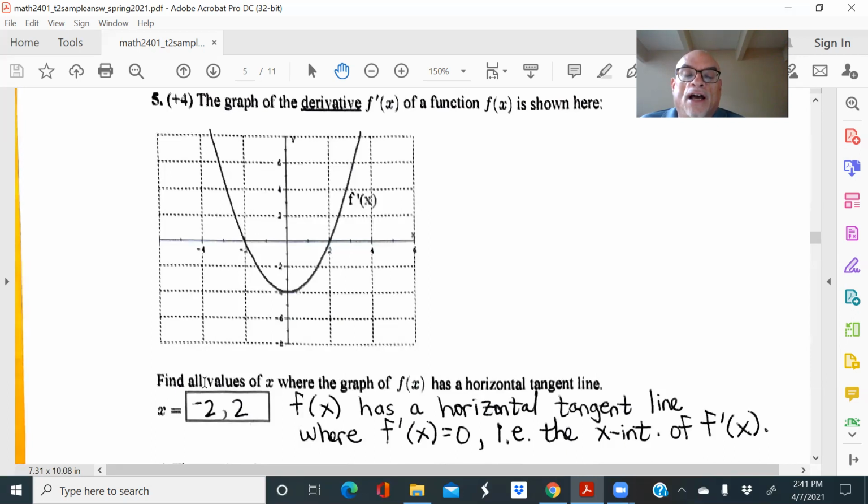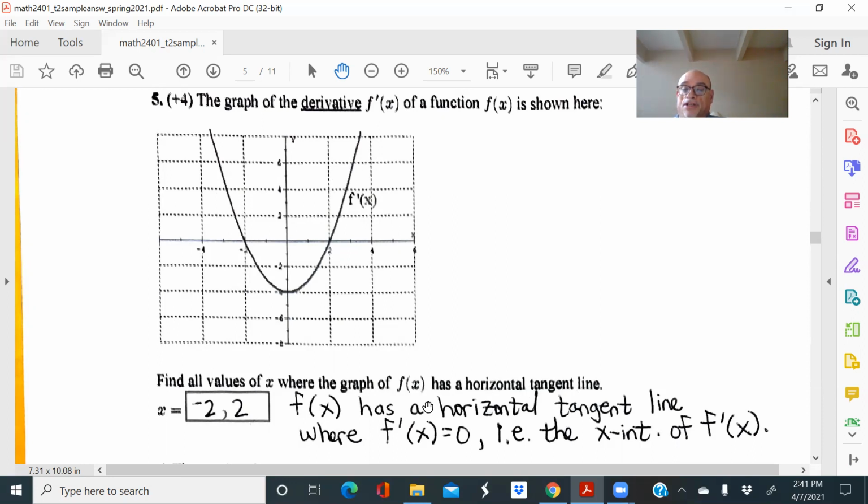And now here's the question. Find all the values on the graph of f, the original function, not the derivative, where on the graph of the original function do we have a horizontal tangent line? Wow, how are we going to answer that? We can't see the graph of the original function. All we have is the graph of the derivative function. So how do we know where the original function f has a horizontal tangent line if we can't see its graph?